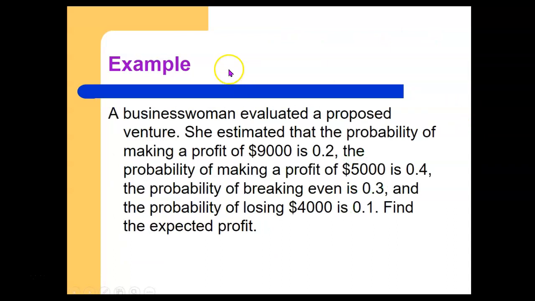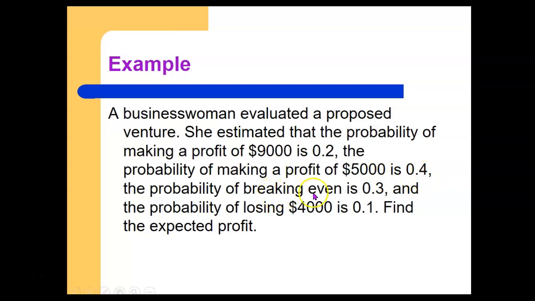Okay, one last example. A businesswoman evaluated a proposed venture. She estimated that it might be a good success and make her a profit of $9,000, and the probability of that happening would be 0.2. Or it might be still a success, but not quite as big a success. It might make her a profit of about $5,000. And the probability of that happening, she estimates to be 0.4.